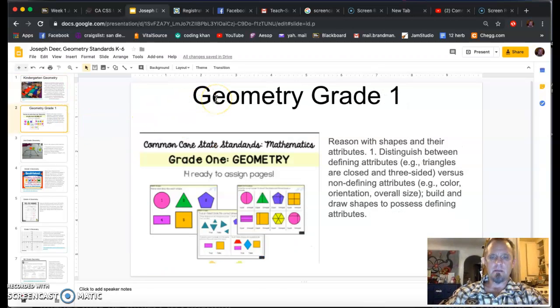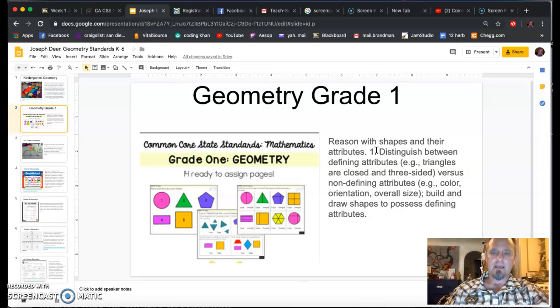So in geometry in grade 1, they begin to reason with the shapes and their attributes. For example, they are supposed to distinguish between defining attributes and non-defining attributes. So, of course, they learn that a triangle has three sides, and that defines a triangle. And therefore, the other attributes, such as the color or the size or the angle, those attributes vary, but they don't define the shape.